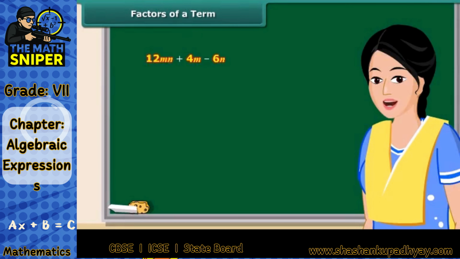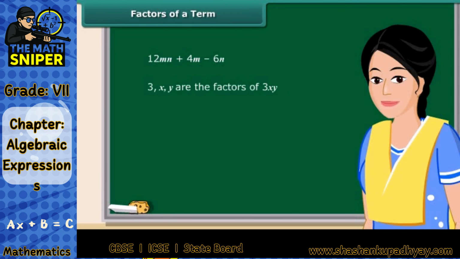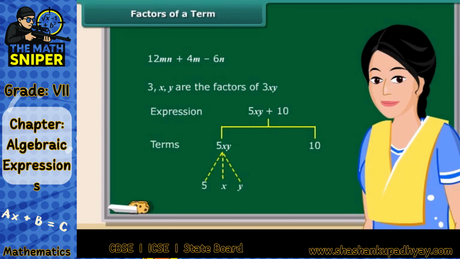A term is a product of its factors. But what are these factors? Look at this term. We say that 3, x and y are the factors of the term 3xy. Do you know we can also represent 5xy plus 10 by a tree diagram? See, the dotted lines are used here for factors and continuous lines for terms. Remember, the factors cannot be further factorized.